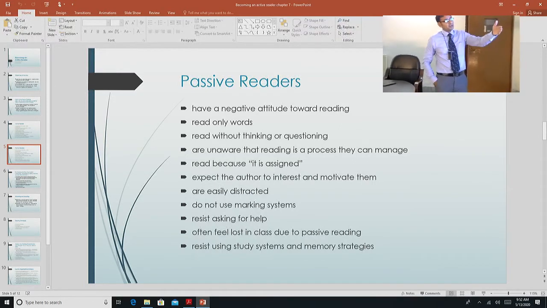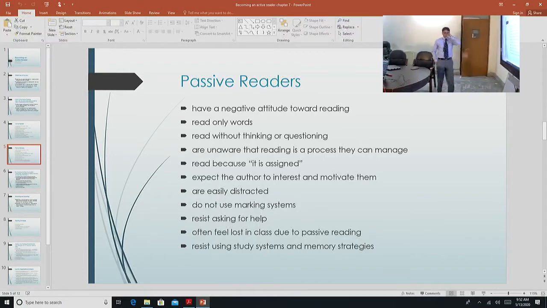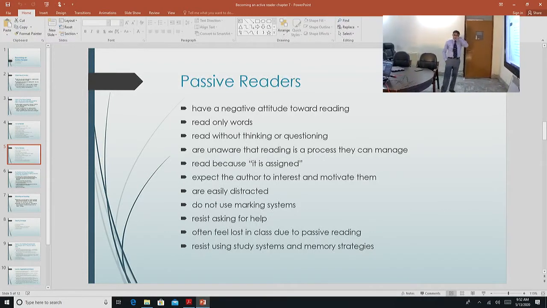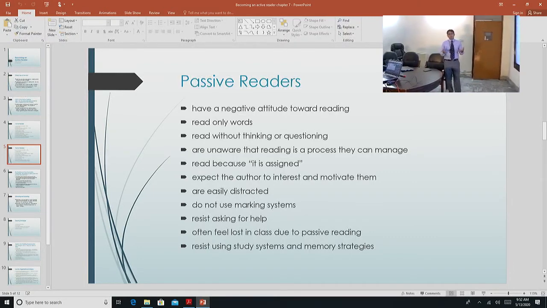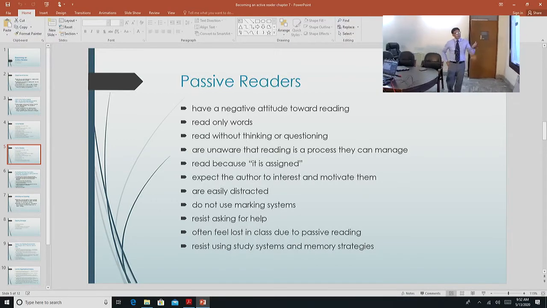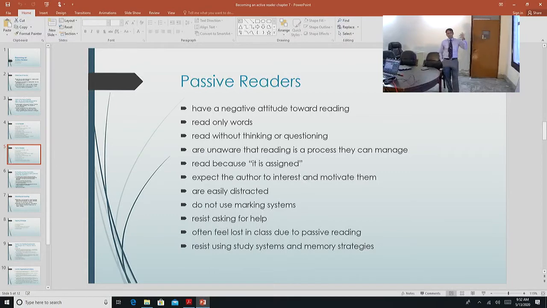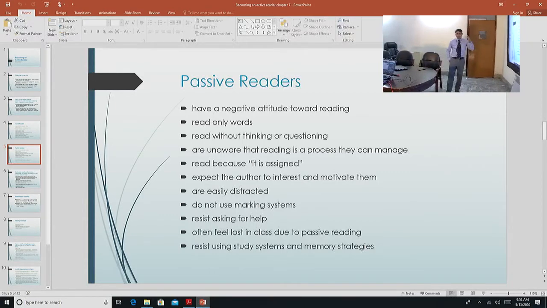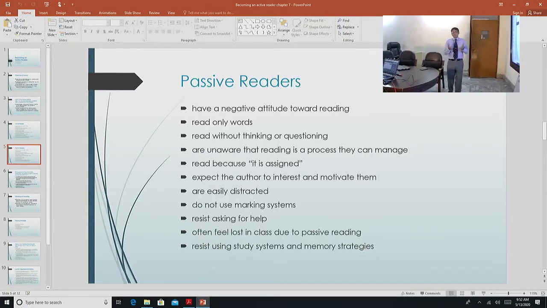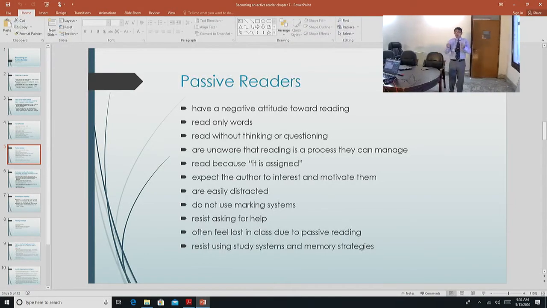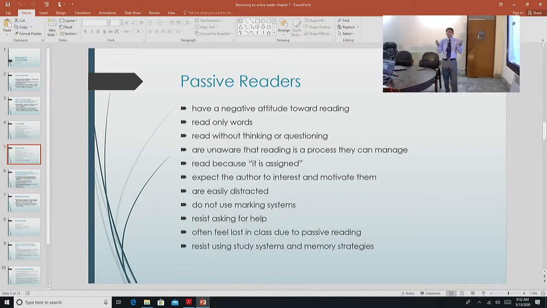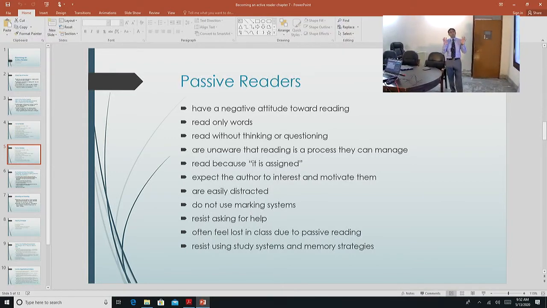Then they expect the author to interest and motivate them. Passive readers think that authors will motivate them, that authors will present something which will be interesting. No, this is not possible. They are easily distracted, so they cannot control their mind. They cannot control their reading process. Even just some sound which comes from a mobile message and they are distracted.